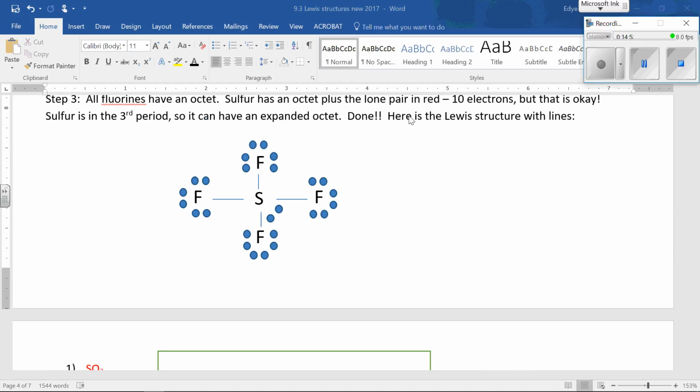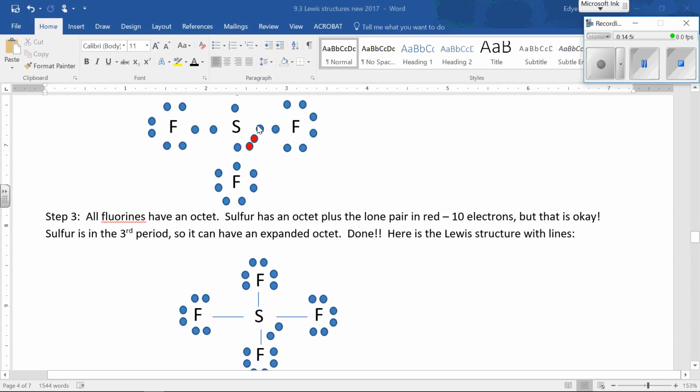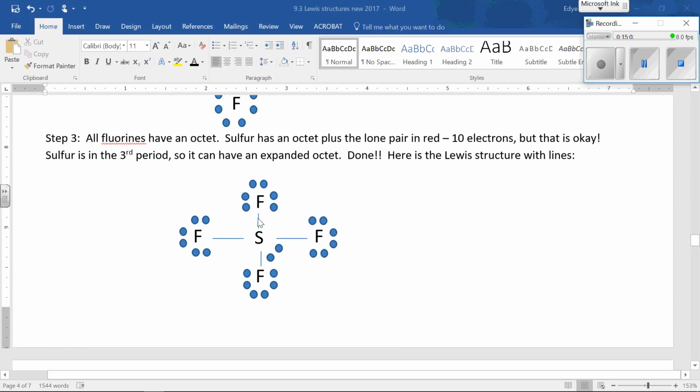Okay, this is what this would look like with the bonds shown as lines instead of electrons. So here are the lines showing the bonds. And you can see sulfur has 4 single bonds and then the 1 lone pair on the sulfur off to the corner.